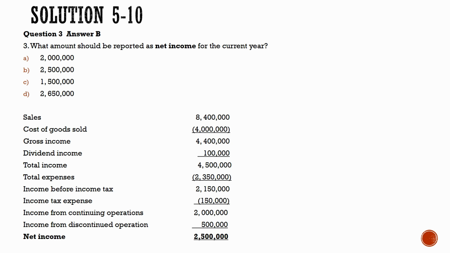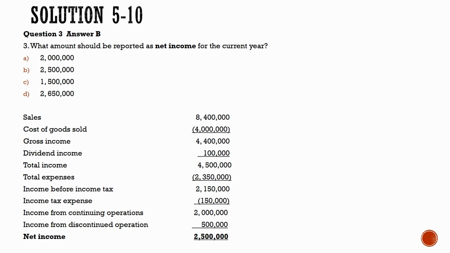Dito naman po sa ating question number 3, ang hinahanap is net income for the current year. Katulad lang din po ito ng mga naunang question. Kung makikita nyo po sa screen, ang kukuhain po muna natin dito is yung total income. Para po makuha yon, yung sales na 8,400,000 ay maminusan ng cost of goods sold na 4 million. Makukuha po natin yung gross income na 4,400,000.